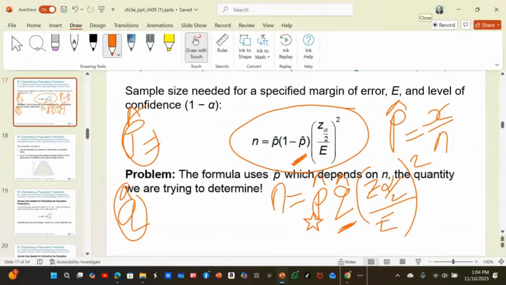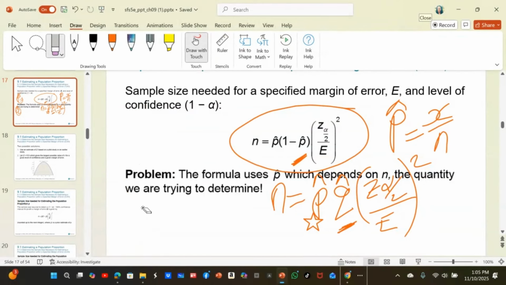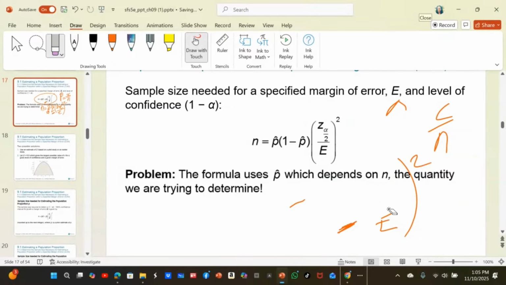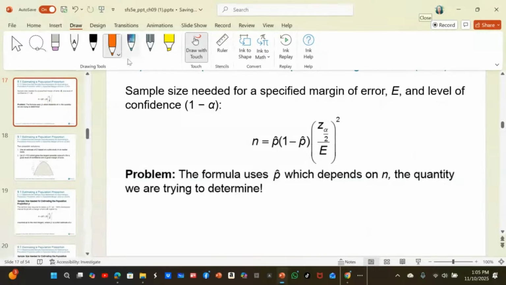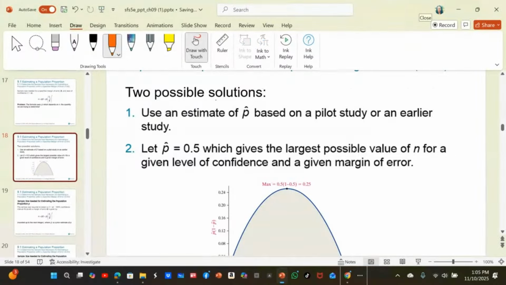Okay, so we're going to get an example. We have talked about the formula. Whenever you're told to calculate the sample size to use in a population proportion, this is the formula you will use. So we're going to use this formula in calculating the sample size. We remember that P is the point estimate, P hat.